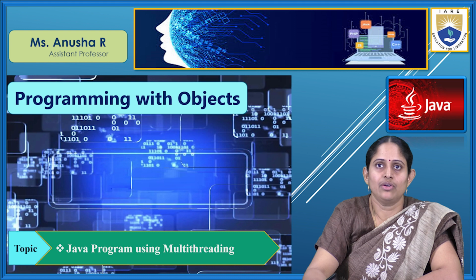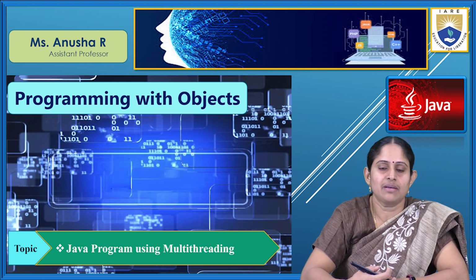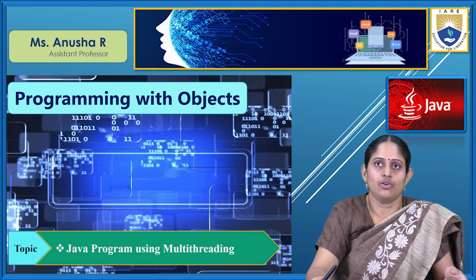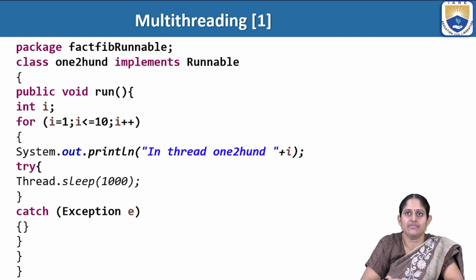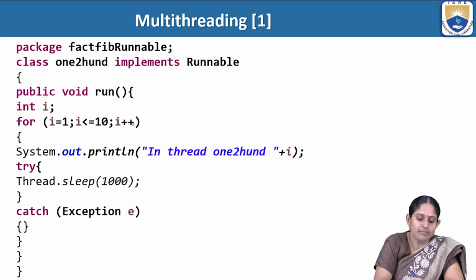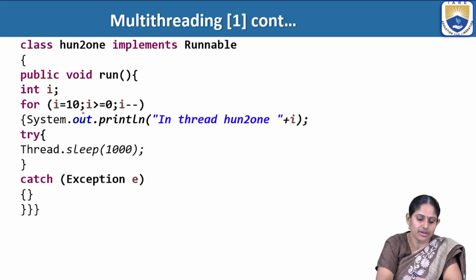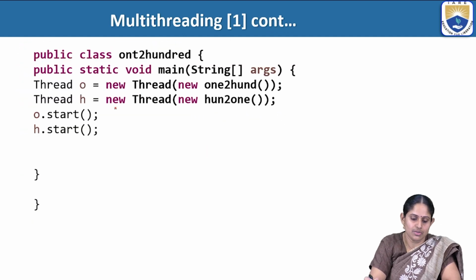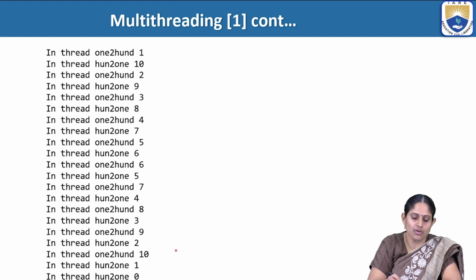So in today's video, we will be discussing a few examples of multi-threading. In our previous classes, we have already covered the concept of multi-threading. So let's look into some examples of implementing multi-threading. In this program, I will have two threads. One will be printing from 1 to 10 and another thread will be printing from 10 to 1. Finally, we will be getting this output. This is the output that we will get.